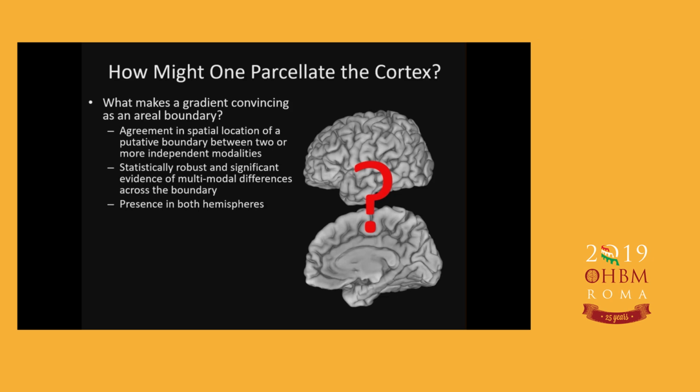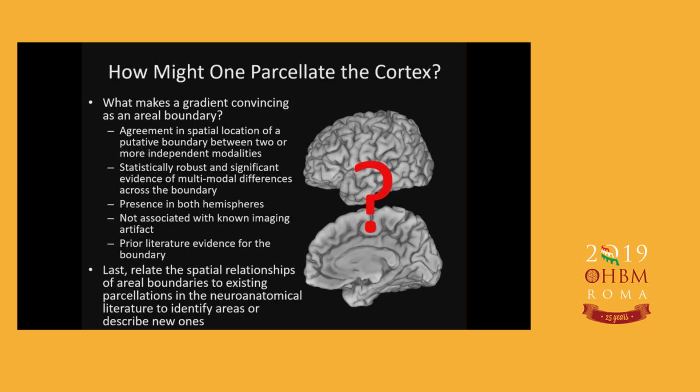If it's present in both hemispheres, that's kind of like an internal validation. We might not require that, but if it's present in about the same place, that gives us more confidence that it's real. Obviously, we don't want to be mapping out boundaries from imaging artifacts. And then if we think of things in a Bayesian way, if there's prior evidence in the literature of a boundary, it's more likely to be real. So once we've gotten our set of boundaries that we believe, the next question is, how many of these areas have actually been found in the prior literature? Which ones are new and which ones have been described before?